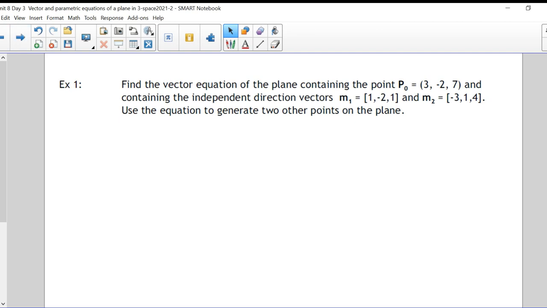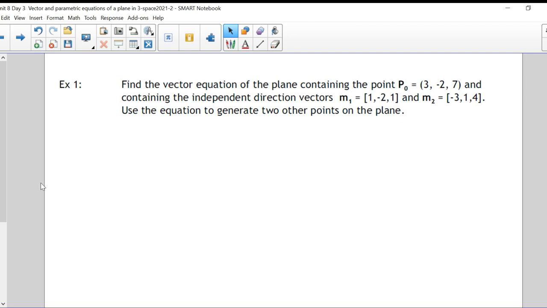Example 1. Find the vector equation of the plane containing the point (3, -2, 7) and containing the independent direction vectors given. So these are 2 independent direction vectors that you can combine along with this point to create the equation of a plane. Use the equation to generate 2 other points on the plane. So once you've come up with an equation to represent the plane, give us some points on the plane, right? That seems pretty reasonable.